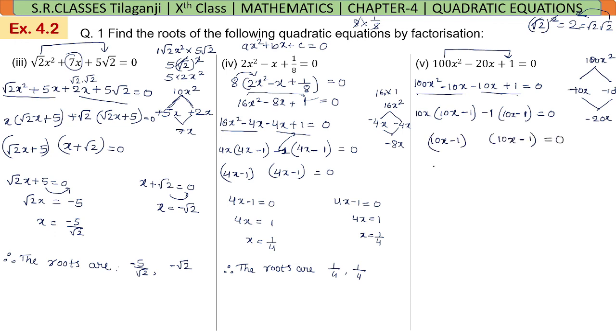Take each bracket equal to 0, 10x minus 1 is equal to 0, and 10x minus 1 is equal to 0. So here 10x is equal to 1, x is equal to 1 by 10. This side also 10x is equal to 1, x is equal to 1 by 10. So therefore the roots are 1 by 10 and 1 by 10.